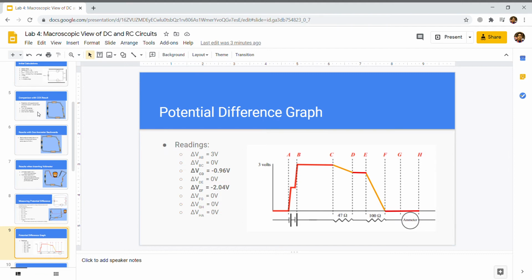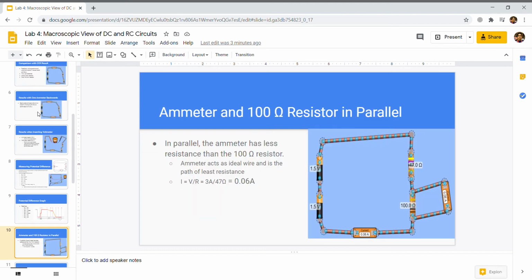Shown here is the potential difference graph, as you can see in the points highlighted in orange. These are points where the voltage difference is negative, and as you can see, it drops down both between CD and EF. Now we look at an ammeter with a 100 ohm resistor in parallel. In parallel, the ammeter has less resistance than the 100 ohm resistor. This ammeter is going to act as an ideal wire, and will have a path of lesser resistance. For this reason, the ammeters now read 0.06 amps instead of 0.02 amps.